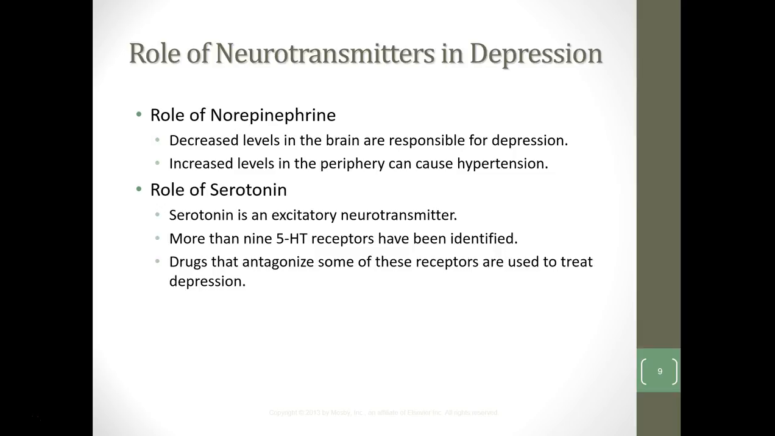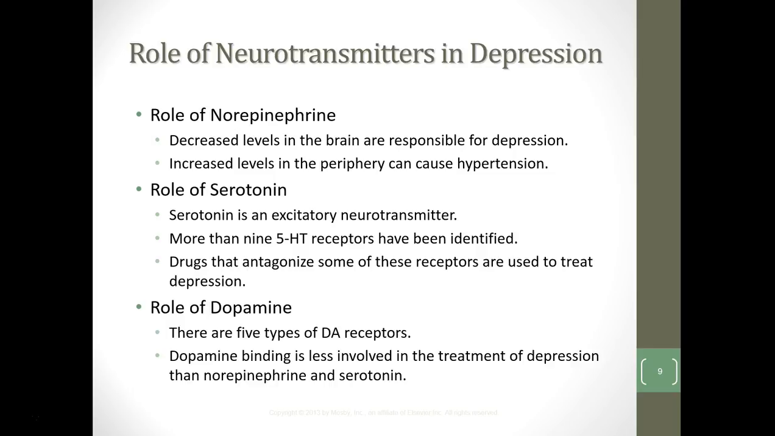For serotonin, serotonin is an excitatory neurotransmitter. More than 9 of the serotonin receptors have been identified, and drugs that block those are used to treat depression. And what that does is it leaves more around to make connections. Dopamine, there are 5 types of dopamine receptors. Dopamine binding is less involved in the treatment of depression than norepinephrine and serotonin.